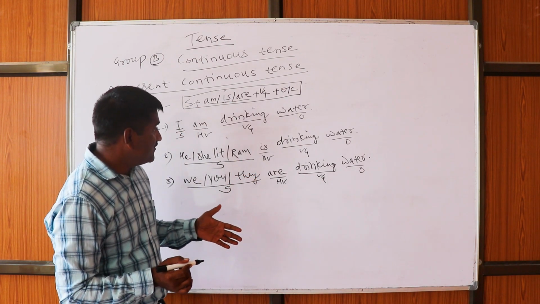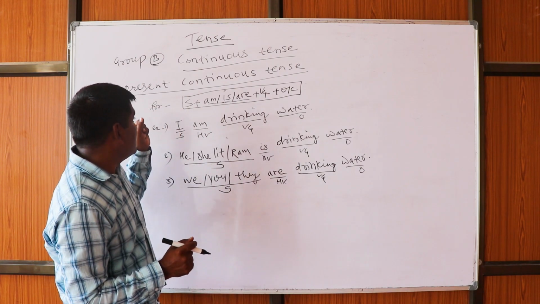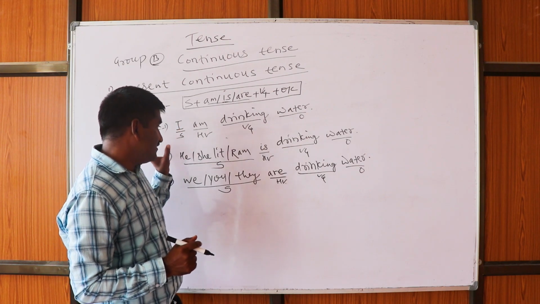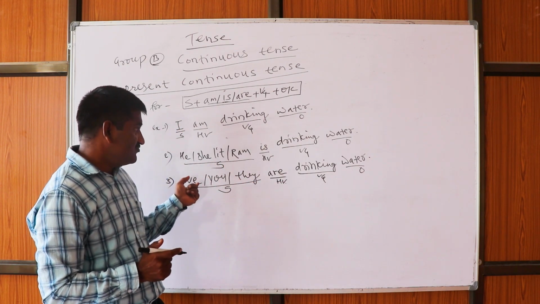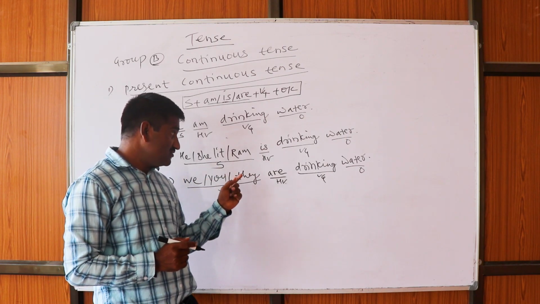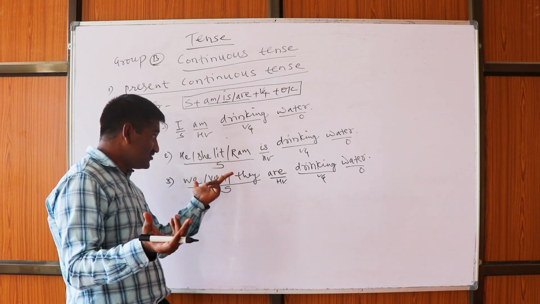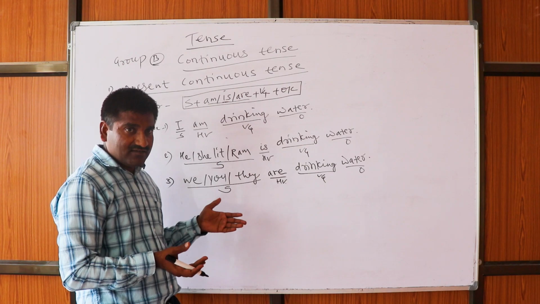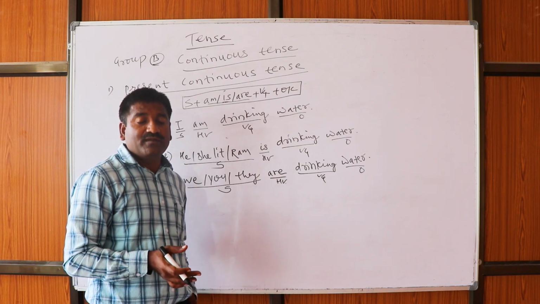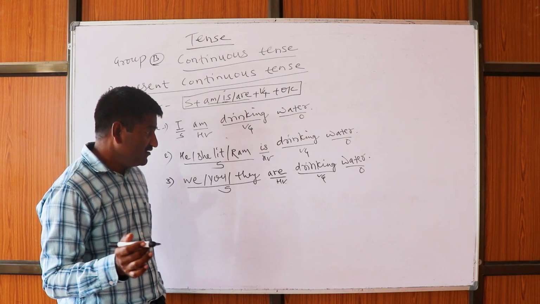So if you want to memorize and remember tenses, you must learn formula as well as try to read structures. Examples like we are drinking water, you are drinking water, they are drinking water. He is drinking water, she is drinking water, it is drinking water, I am drinking water. In this way, if you read, it will help you to memorize and remember tenses and structures very properly.